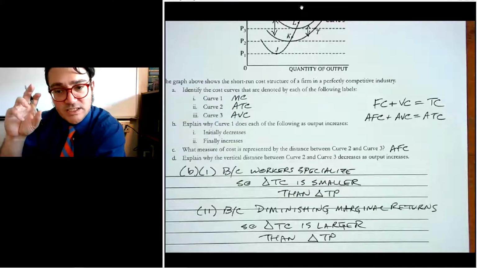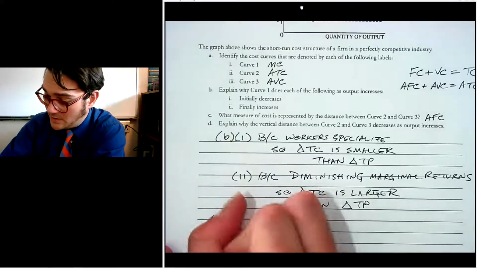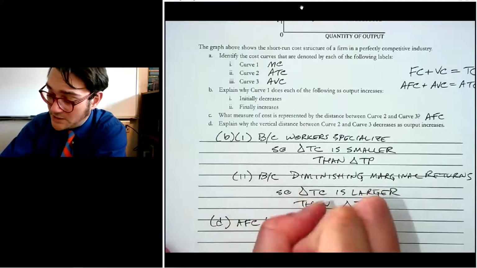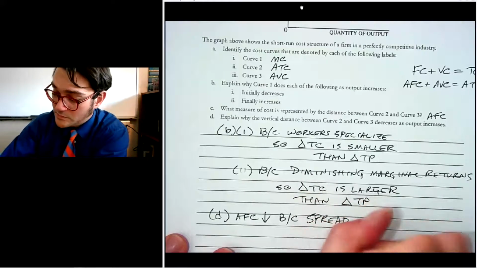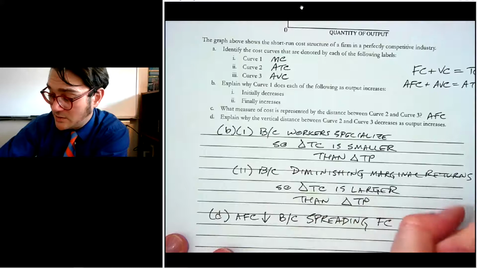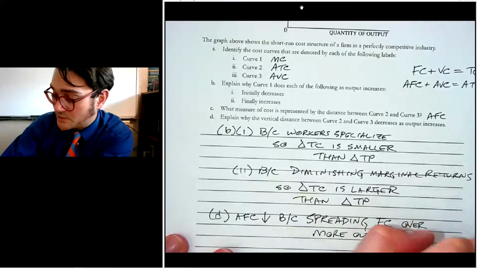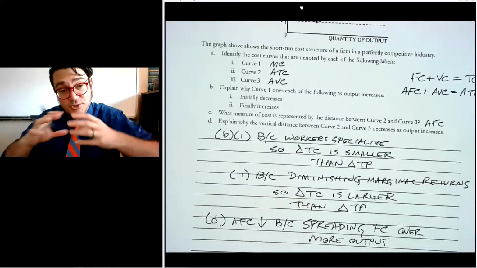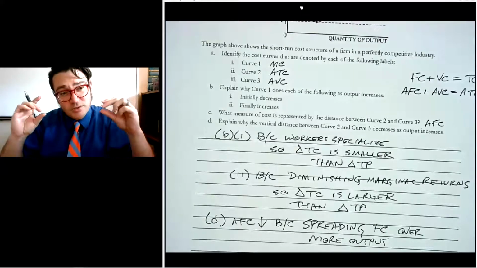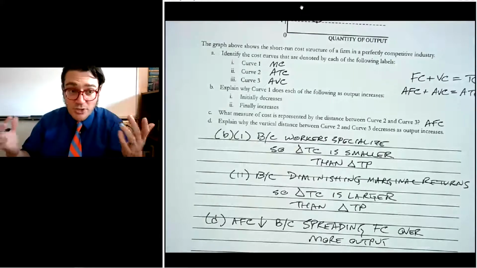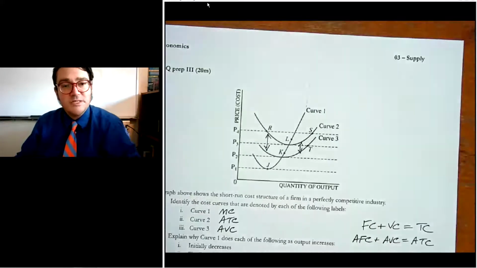Explain why the vertical distance decreases as output rises. Well, AFC is going to keep getting smaller. AFC decreases because we are spreading the fixed cost over more output. We could actually just say the spreading effect, because you're spreading out that fixed cost over more and more units of output. And so the AFC is going to get smaller and smaller and smaller. It'll never disappear, but it's going to get smaller and smaller as these two curves get closer and closer. Hopefully this helped you. See you next time.